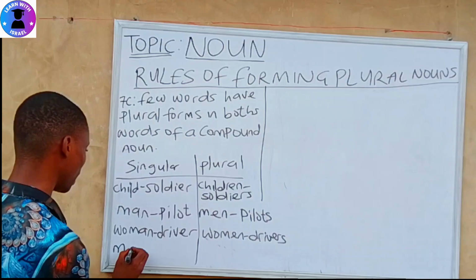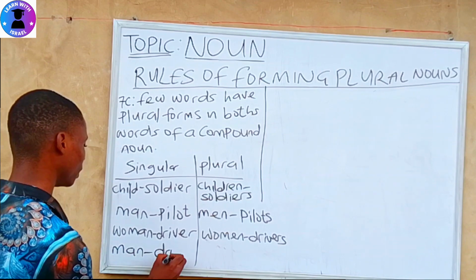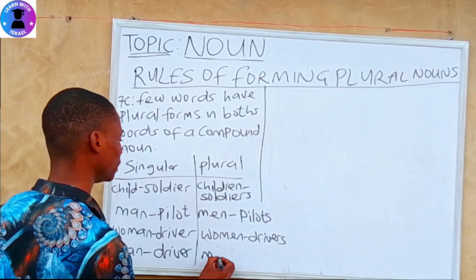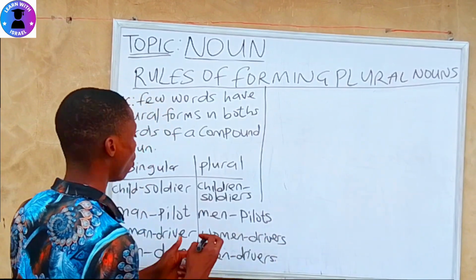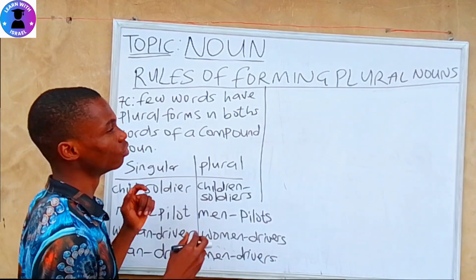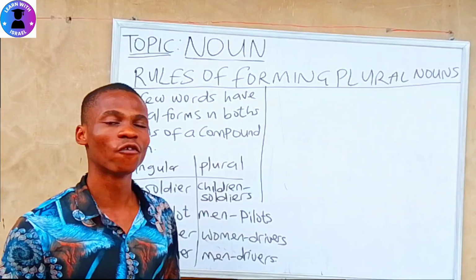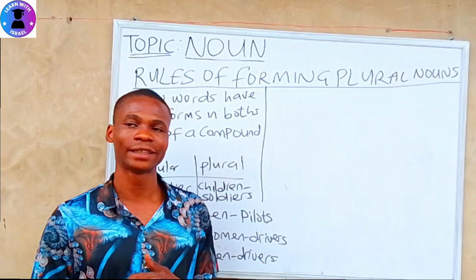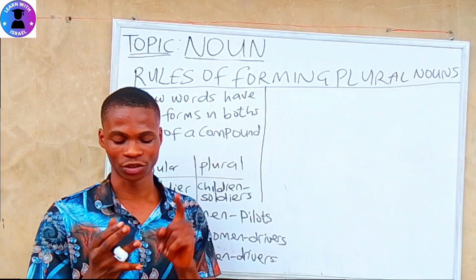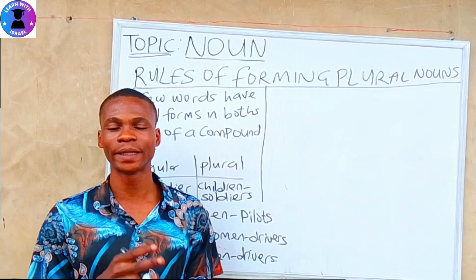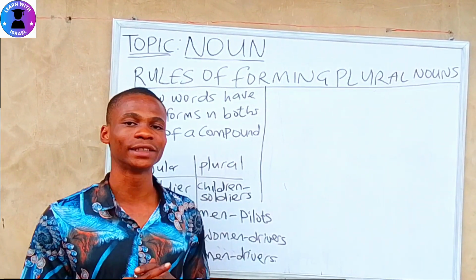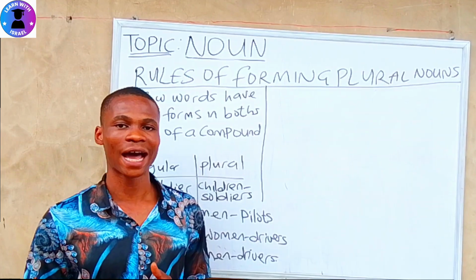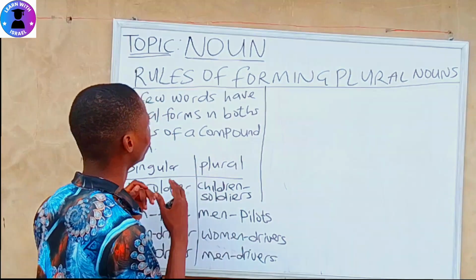So we also have man driver, which we now change to men drivers. So that will bring us to the end of rules of forming plural nouns. So we are moving to function of a noun in a sentence. Noun can function as a subject, it can function as object, it can function as complement. So I'll be showing you 4 ways in which noun can function in a sentence. So let's dive into it.